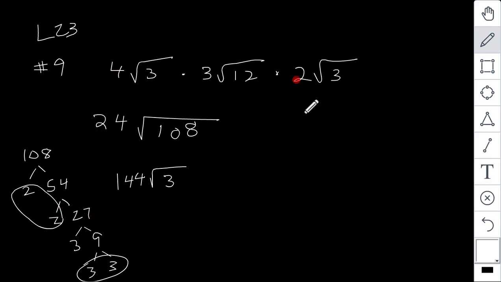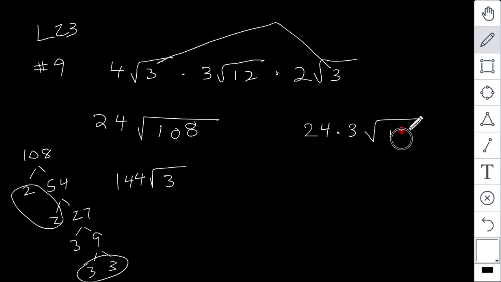Multiply all the numbers in front. We're going to get 24 again. Now, how about this? Square root of 3 times the square root of 3 is just 3. Anytime you take a square root of a number times itself, it's just going to be the number under the radical. Square root of 12. Okay, so we shortened it a little bit. 24 times 3 is 72.